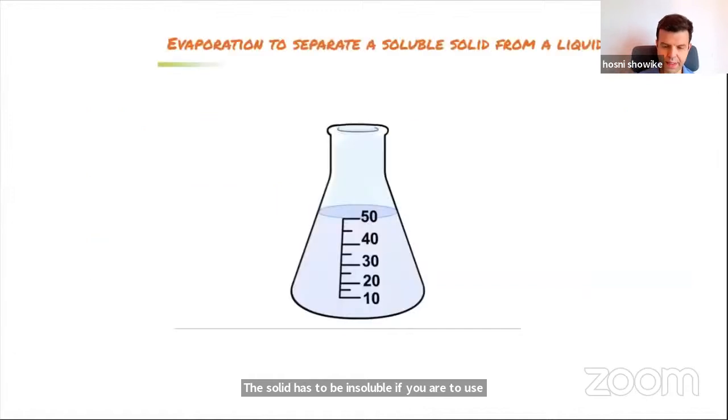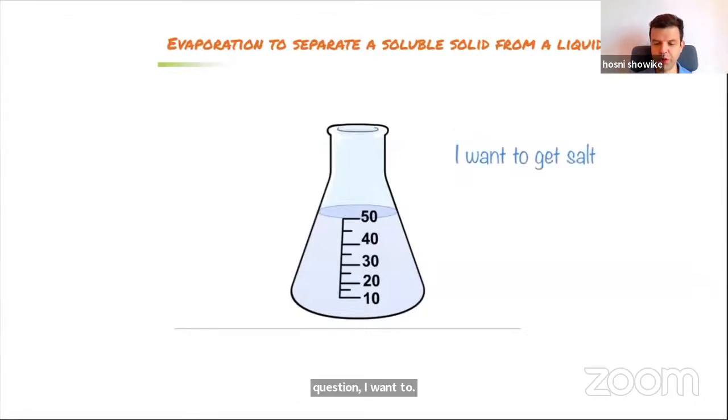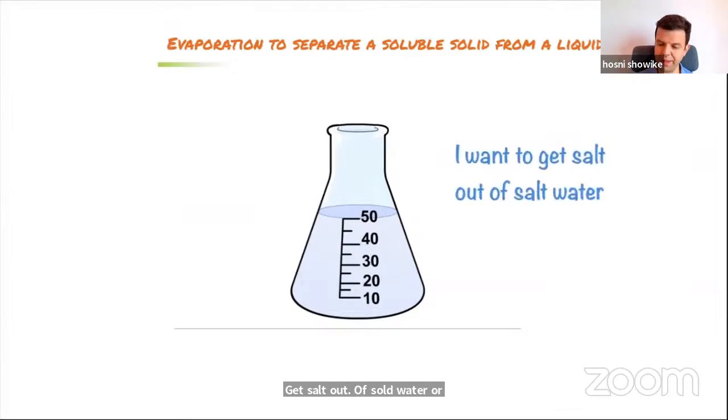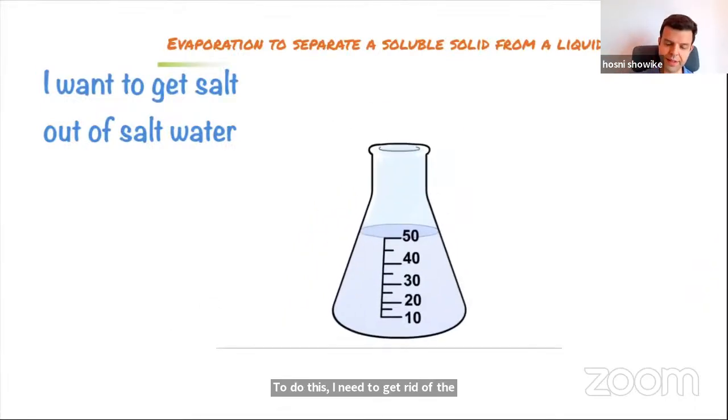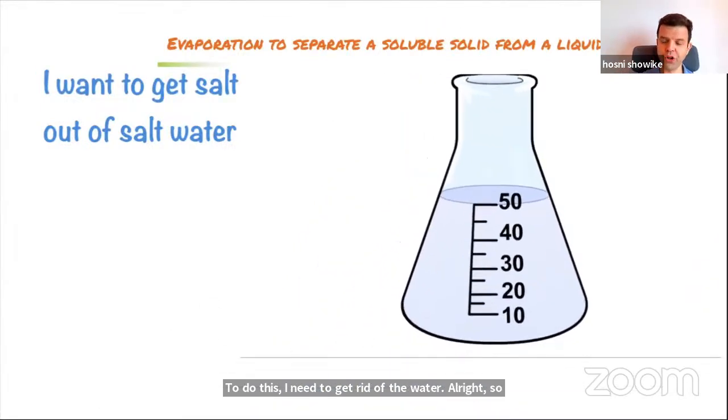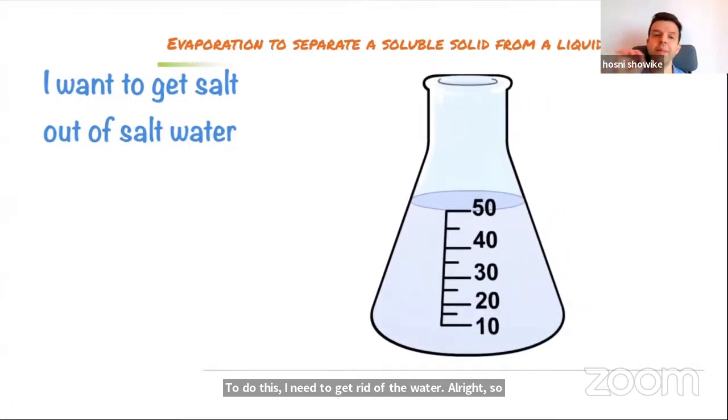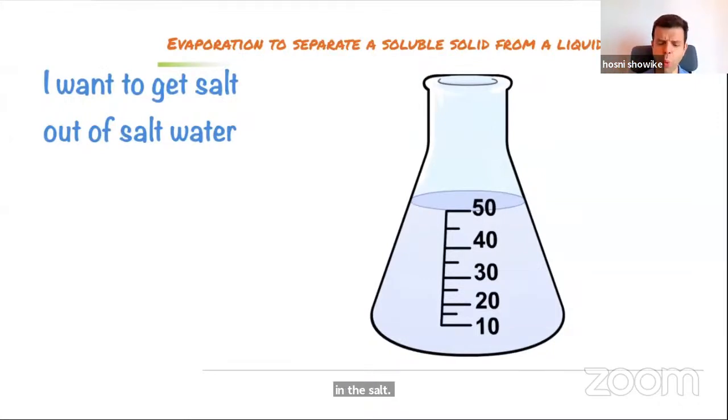My other example here, let's say I have salt water, okay? And I am interested this time in what? My question here is I want to get salt out of salt water or seawater, right? How am I supposed to do this? To do this, I need to get rid of the water, all right? So let's say this is a flask here containing salt and water. And here I'm interested in the salt and I don't want the water.